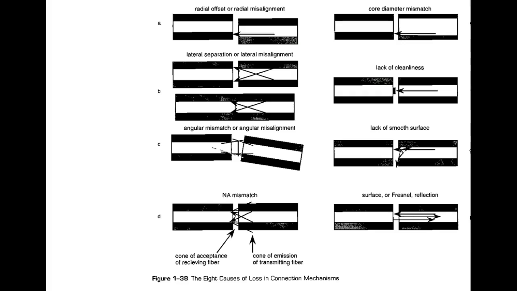So offset radial alignment. If my connectors do this, y'all understand that that's not good, is it? Lateral separation or misalignment. That means we don't have the two fibers doing what? They don't come in contact with each other, or the light. Angular mismatch. So one comes in this way, one comes in that way. Numerical aperture mismatch.